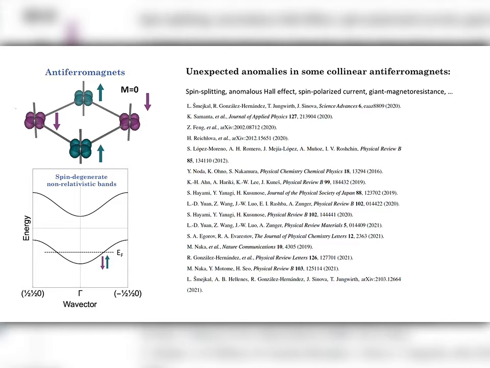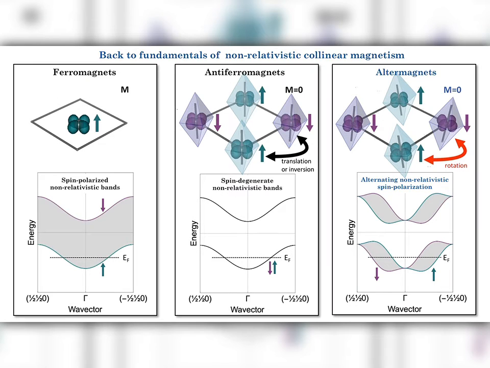The purpose of this talk is to look at these recent reports not as anomalies in some unconventional collinear antiferromagnets, but instead to show that we can look at this as a regular characteristic of a distinct magnetic class, and the magnetic class we will call altermagnets.